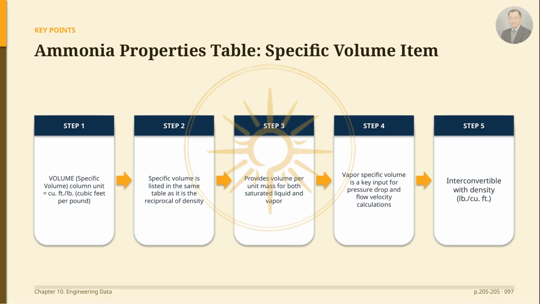Next, I will introduce the specific volume entries in the ammonia properties table. The unit for the specific volume column is cubic feet per pound, which is the reciprocal of the density we saw earlier. This table provides the volume occupied per unit mass for both saturated liquid and saturated vapor. In particular, the specific volume of vapor is used as a key input when calculating pressure drop and flow velocity. Since density is in pounds per cubic foot and specific volume is in cubic feet per pound, the two values can be converted into one another.